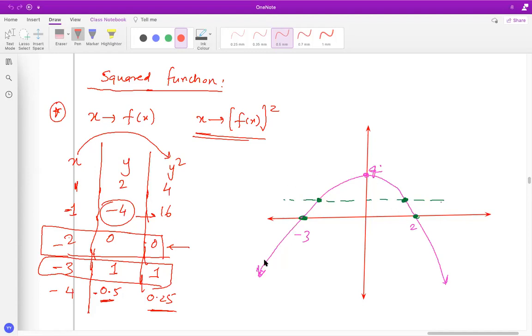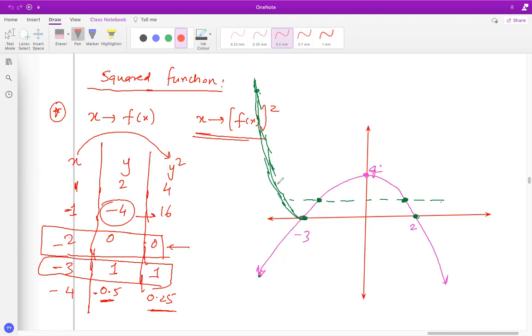These values which are negative will also become positive. For example, this is negative 4, it will become positive at the same point here, 16. Something like this. So if you're drawing the graph of this, the first part is that you make negative values positive. The general shape is not too much of a concern.